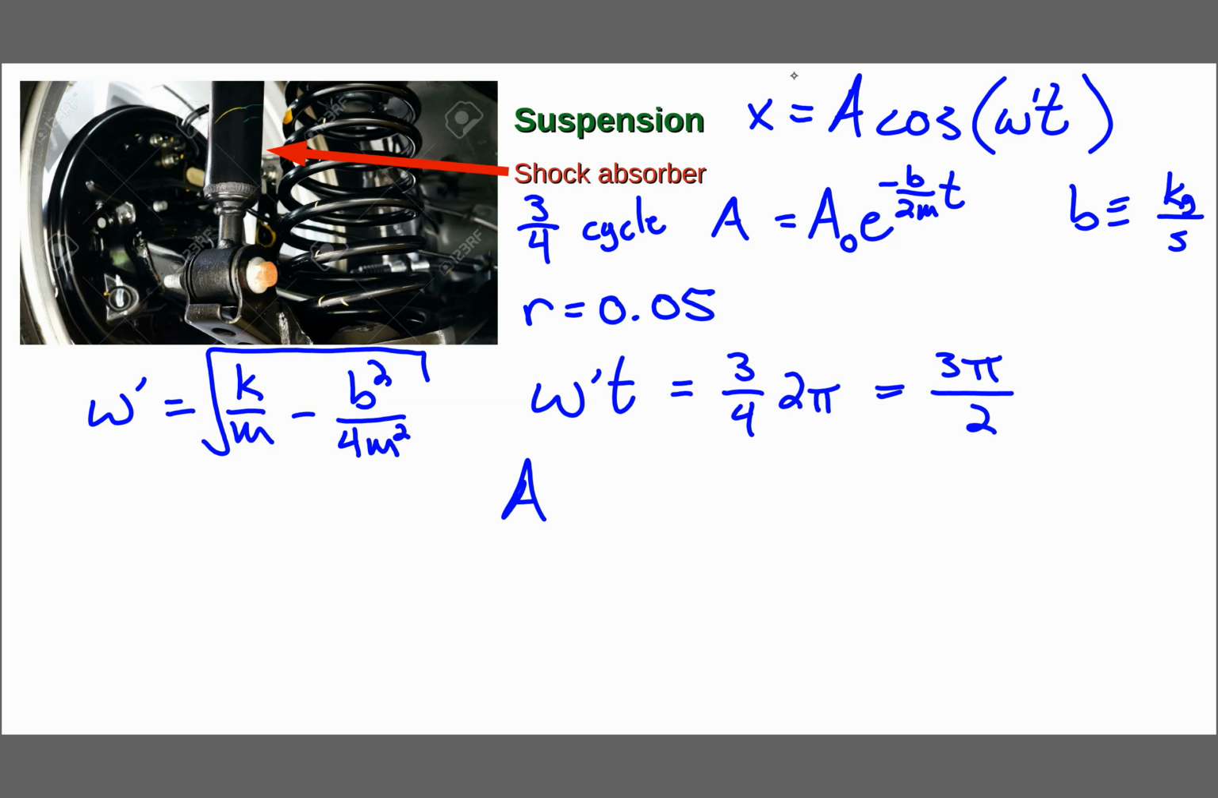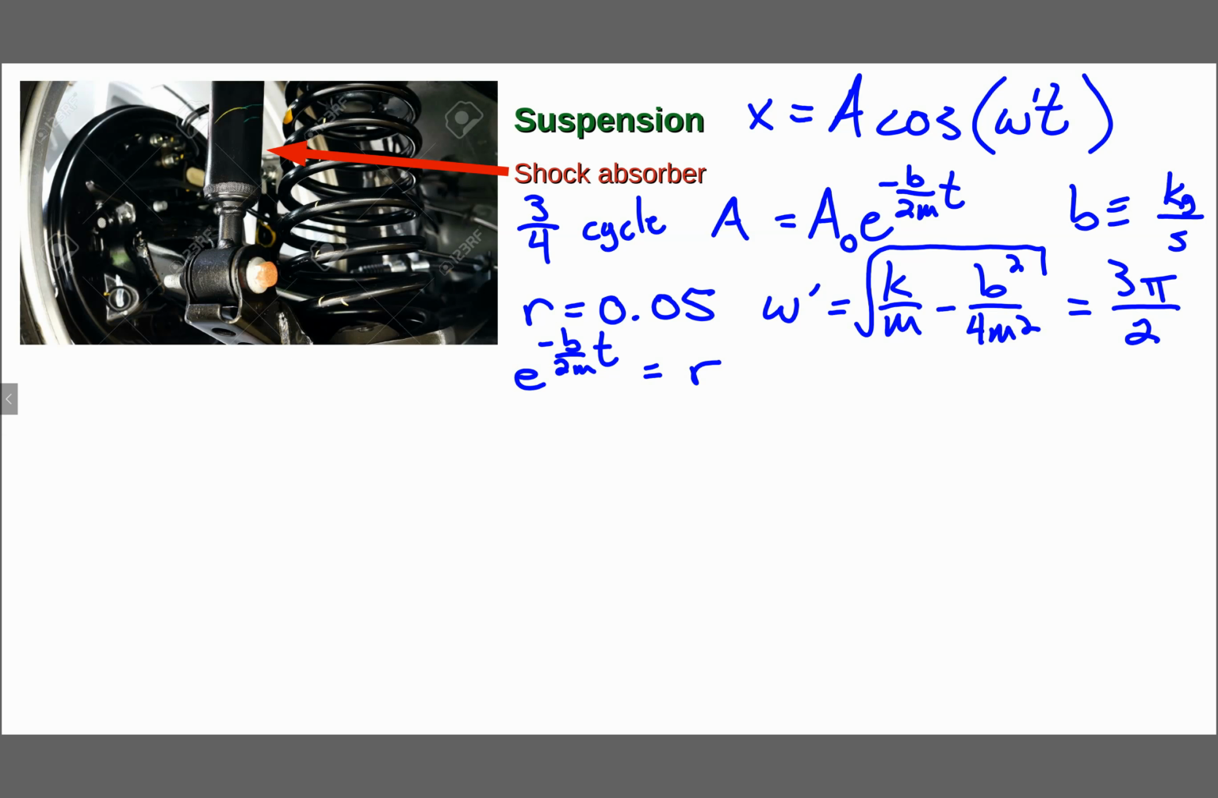And so then A equals RA when omega prime t equals 3 pi over 2. And that tells us that, therefore, e to the minus b over 2m t equals r. That's just me saying that A equals RA, right?